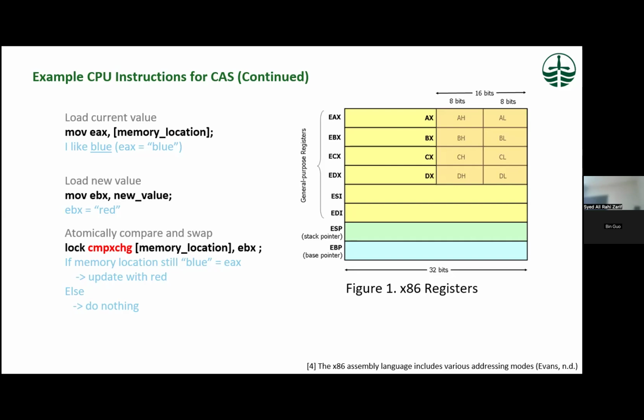and then it will perform this CAS operation, the compare exchange. It will check if the memory location is still holding the blue. If it still holds the blue and matches the EAX, because we just placed the blue in the EAX register, then we update this one with my new value from EDX. Otherwise, we do nothing, or we have to keep retrying using loops.